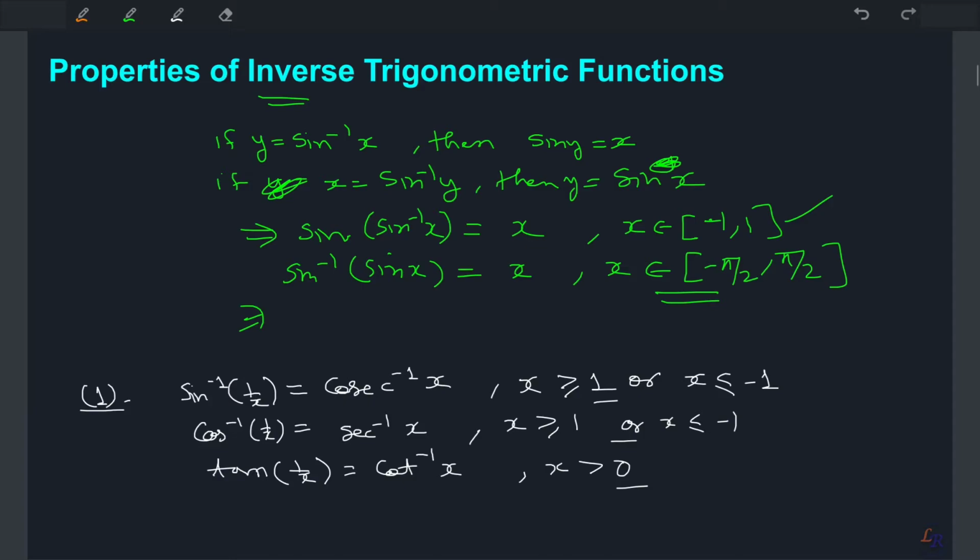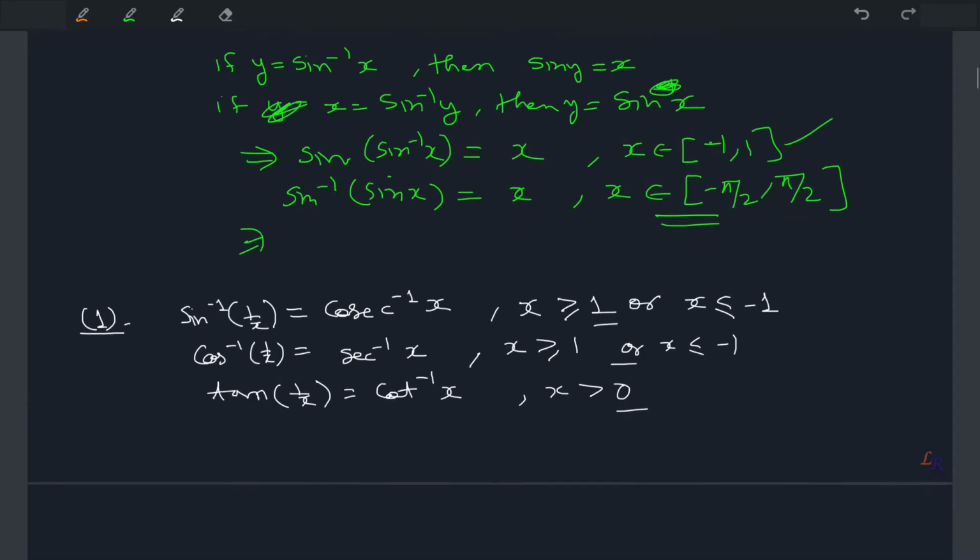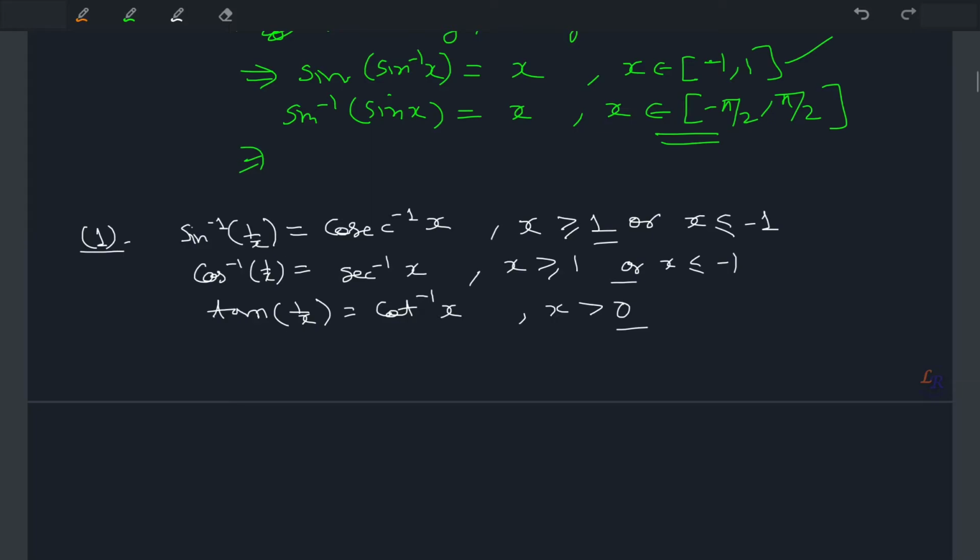Let me prove one, and then the remaining you can prove. Let me prove the very first one. How to prove it? Let's assume that cosec inverse x is equal to y. Then you can write cosec y is equal to x. Any problem? No. Then you take the reciprocal of both sides, so you can write 1 upon cosec y is equal to 1 upon x.